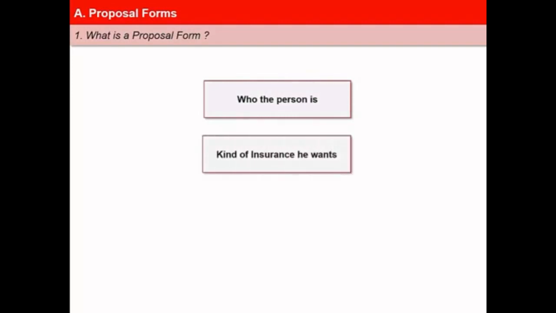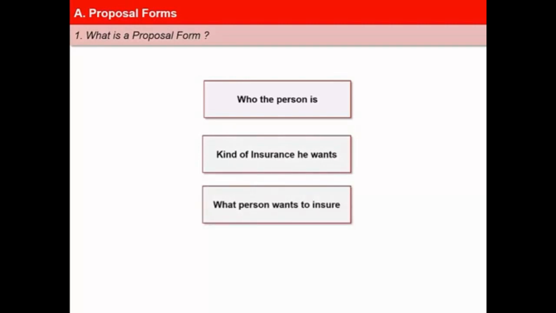The first stage of documentation is basically the proposal form through which the insured informs who the person is, what kind of insurance he or she needs, details of what he or she wants to insure, and for what period of time the insurance is needed. These details help determine the monetary value of the subject matter of insurance and all material facts connected with the proposed insurance.